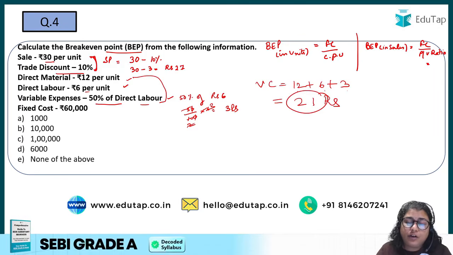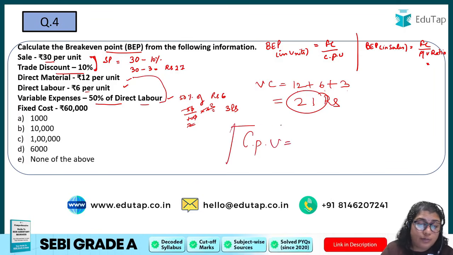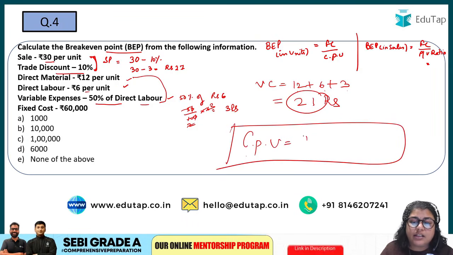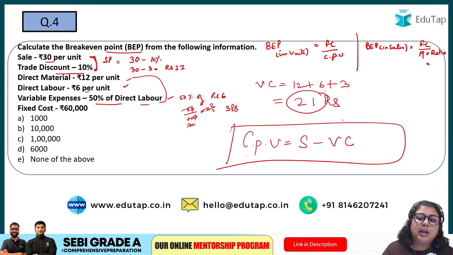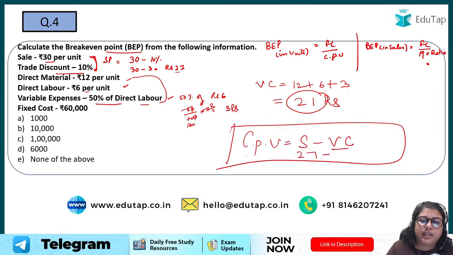Now do you remember the formula of contribution per unit? What is it? You need to remember the formulas, very very important, and the concepts. Contribution per unit is sales minus variable cost. How much is the selling price? 27 minus variable cost is how much? 21. So 27 minus 21, 6 rupees is the contribution per unit.